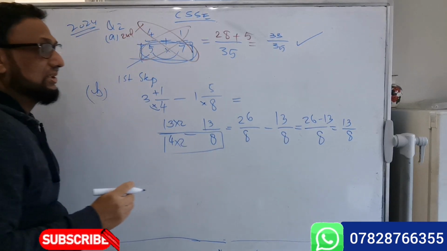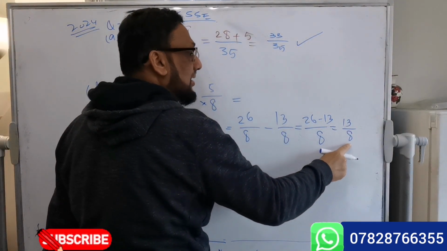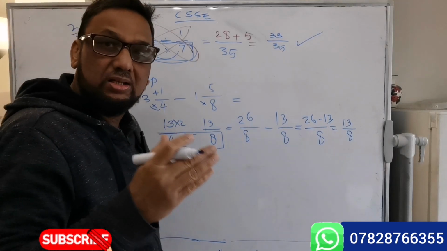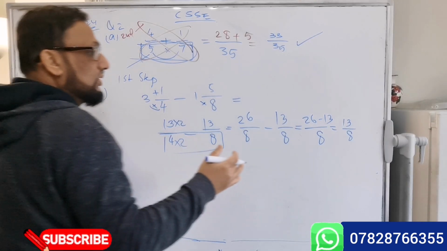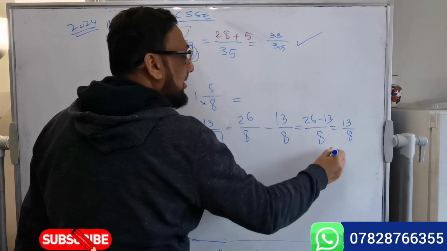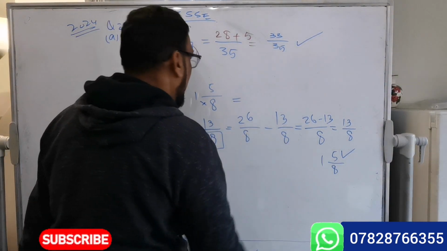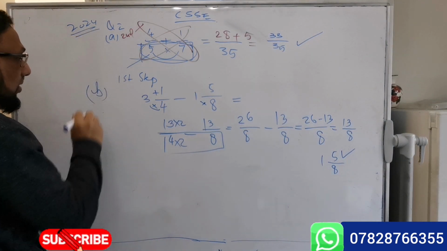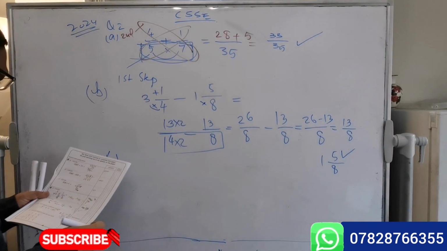Now you get the answer 13 over 8, but the numerator is higher than the denominator. The rule says if the numerator is higher than the denominator, you must convert to a mixed number. How do we convert to a mixed number? Very simple. 1 times 8 is 8, and the remainder is 5. So your answer will be 1 whole 5 over 8. So this is question number 2B for 2024.